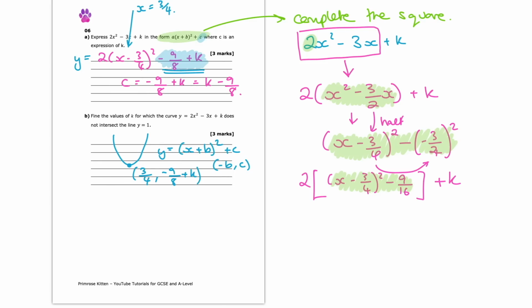Now you might be thinking, well, why is that important? The reason why that's important is because we're saying find the values in which that curve, the curve that we're talking about, does not intersect the line y equals 1. So let's imagine what that looks like then. The line y equals 1, it could be cut here, it could be cut here, it could be cut here, or it could be cut here.